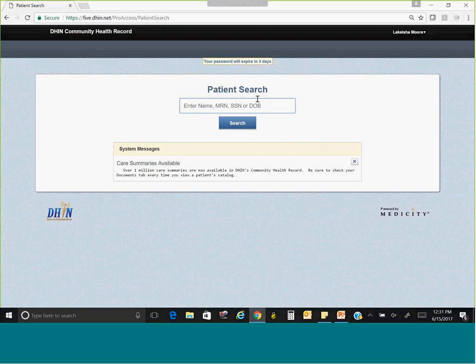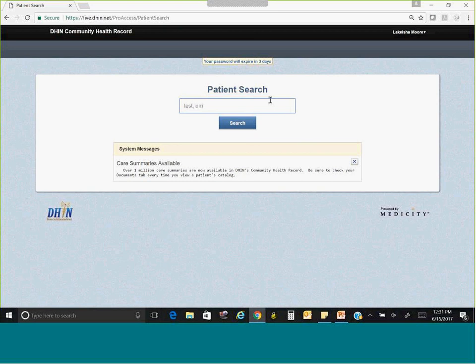When you log into the DHIN Community Health Record, the first place that you'll come is what almost looks like a Google search. We call this our local Google section, where you look for patient health data that may have been generated from one of our data centers. The most common way to search is by last name, first name. So I'm just going to put in test, Amy.